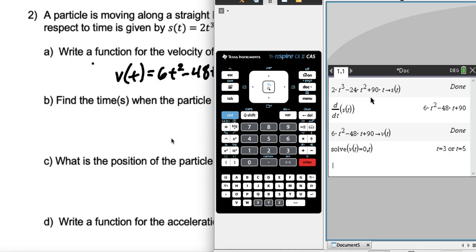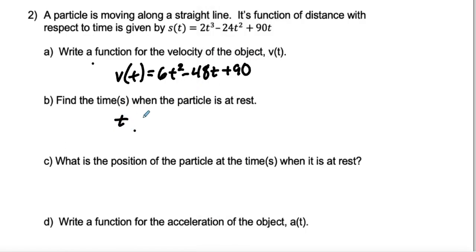It takes the place of x. And so we got two solutions. We got t equals 3 seconds and 5 seconds. Okay, so we're going to record those answers. So that's time equals 3 seconds and also time equals 5 seconds. So now it says, what is the position of the particle at the times when it is at rest?